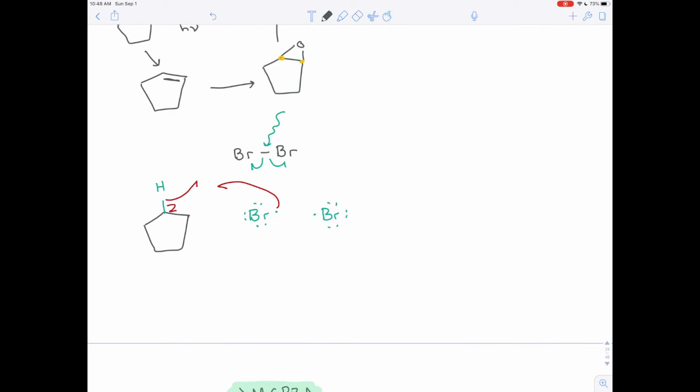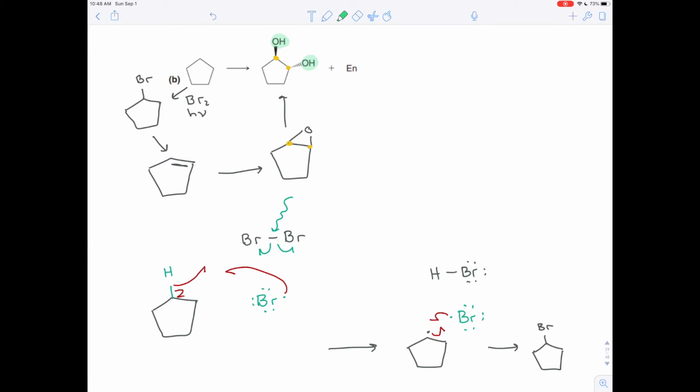So that gives us our first products. The hydrogen and the bromine are now bonded to each other, and we have a radical on this carbon. So the other bromine swoops in, donates its electron with the one electron on the carbon, and that puts the halogen on that alkane. So okay, we use Br2 and light to put the halogen on the alkane.